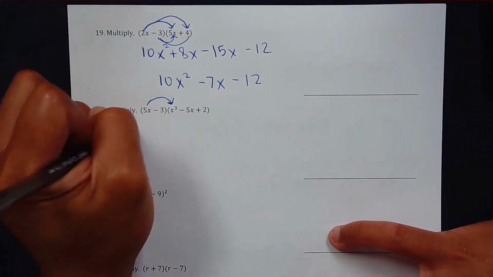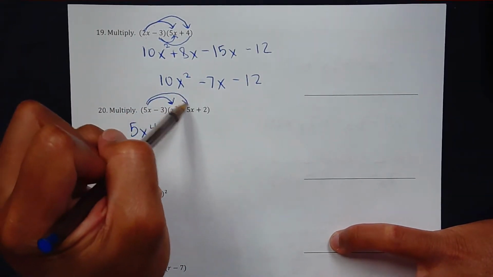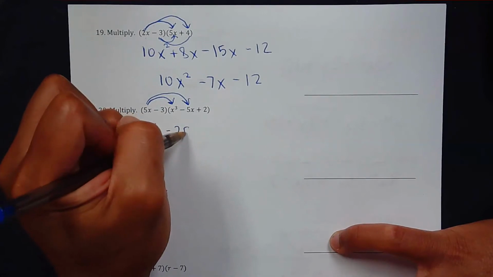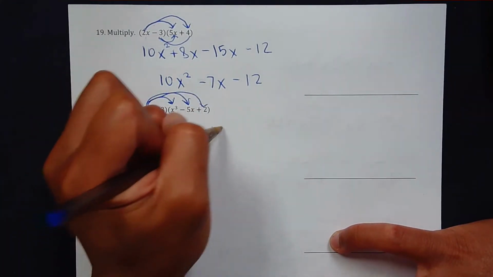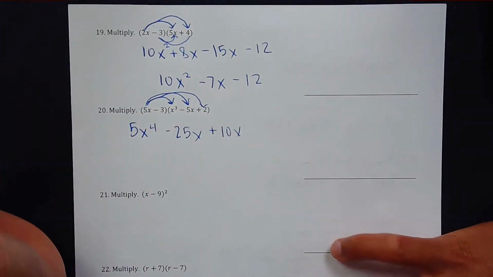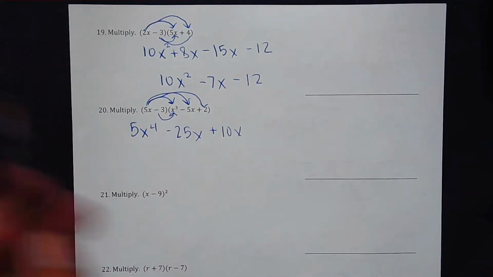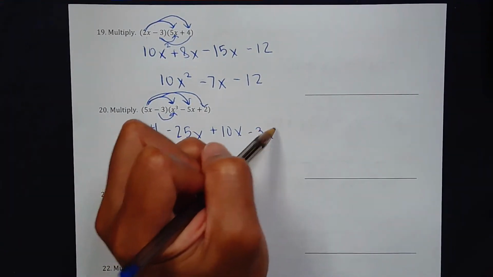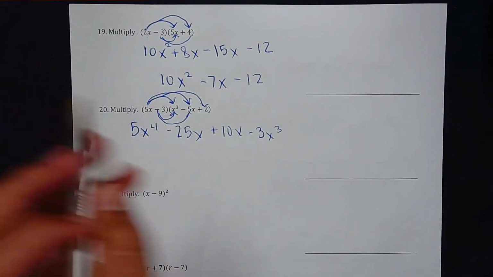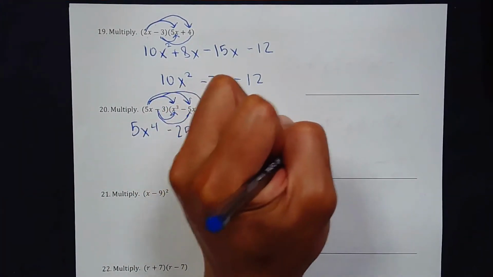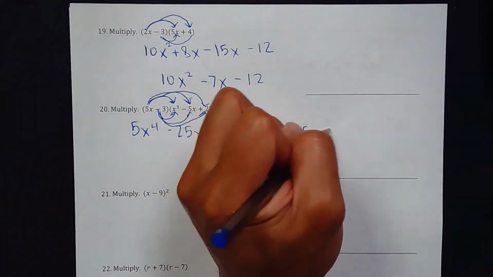5x times x cubed gives us 5x to the fourth. 5x times negative 5x gives us negative 25x. 5x times 2 gives us 10x. All right, then we go ahead and distribute this negative 3. That gives us negative 3x cubed. Negative 3 times negative 5x gives us positive 15x. And then negative 3 times 2 gives us negative 6.